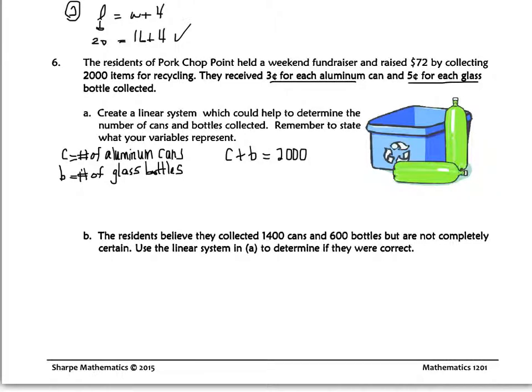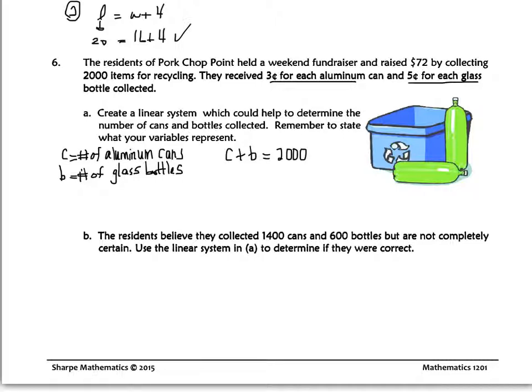Because the number of cans plus the number of bottles totals 2,000 items. And then you know how much money they made. And again, when you're talking about total money, it would be the number of items times the cost, or in this case, the value of each. So for each can we got 3 cents.